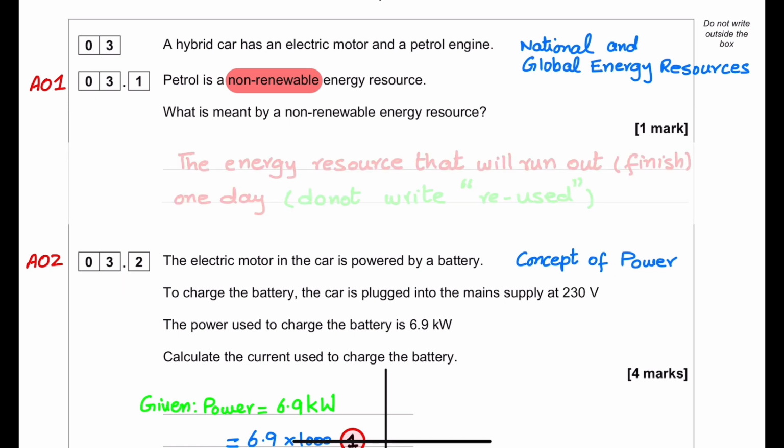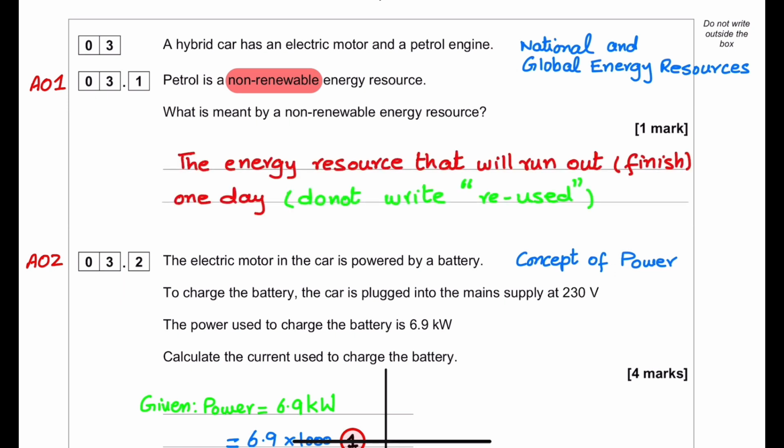Let's see the model answer. The energy resource that will run out one day, or that will finish one day, and we can't get it back. Students should not write the word reused. Instead of writing reuse, they have to write that they can't get it back.